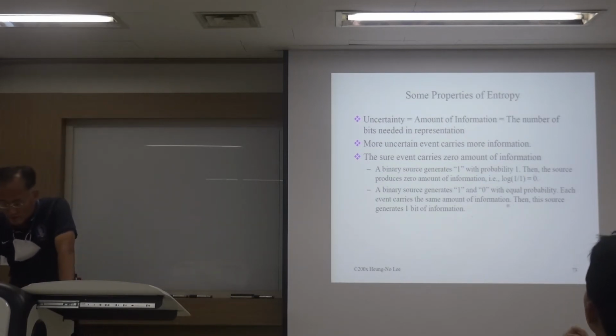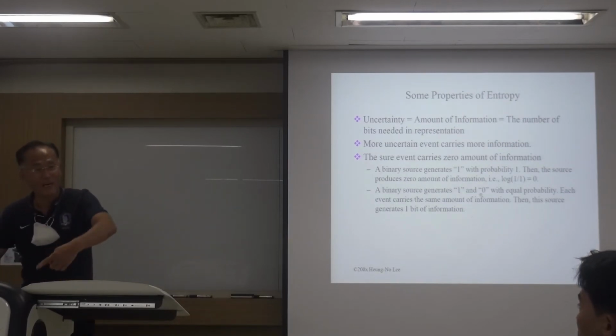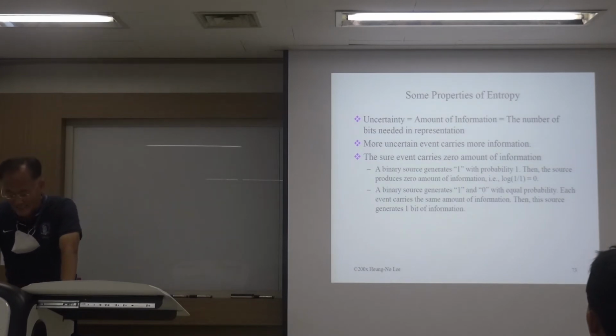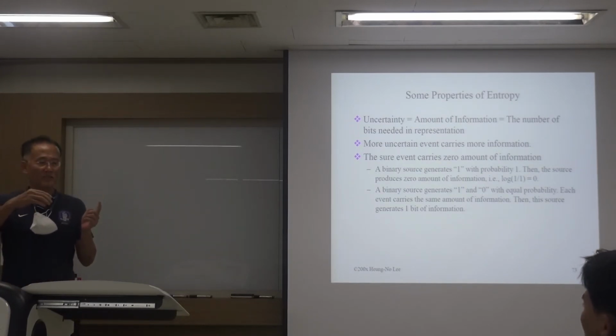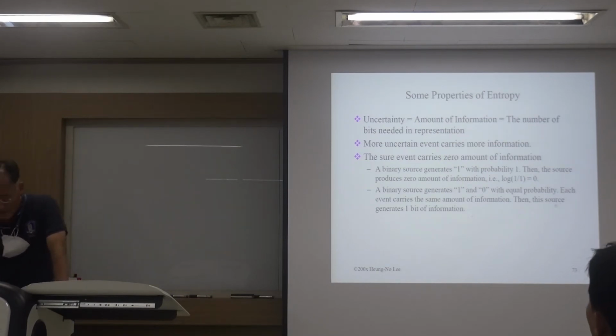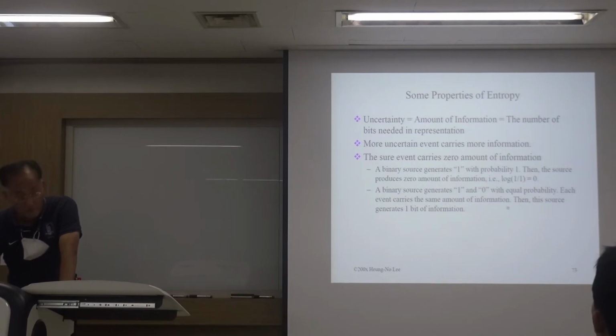Okay. So that's the part that we have to do with a couple of examples. The sure event carries zero amount of information. A binary source generating 1 with probability 1 has 0 information. Now suppose the binary source generates 1s and 0s with equal probability. Now I'm starting to answer your question. Equally likely, then each event carries the same amount of information, and the source generates 1 bit of information.